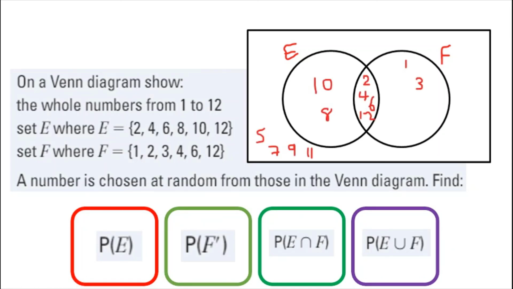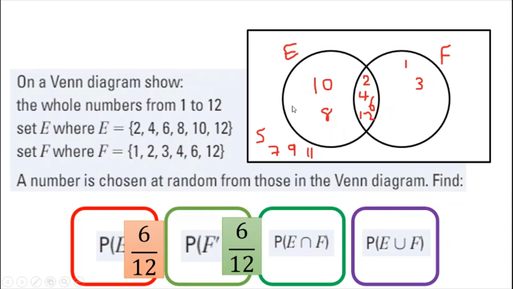Okay, your Venn diagram should have looked something like that. And the probability of choosing something from E is 6 out of 12. I have 1, 2, 3, 4, 5, 6 numbers in the E set. Not F is also 6 out of 12 because there's my F. So all of those numbers in that circle leaves me with 1, 2, 3, 4, 5, 6 left over. 6 out of 12.